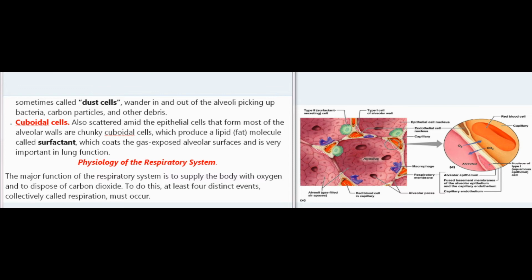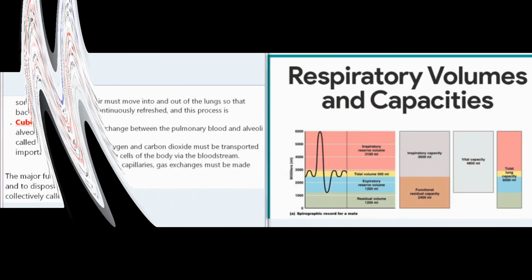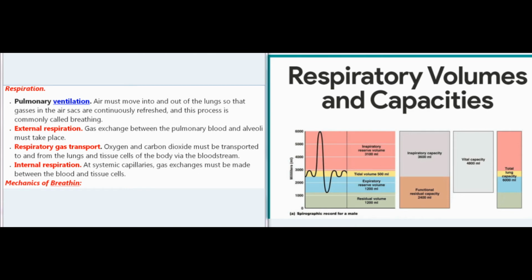Physiology of the respiratory system. The major function of the respiratory system is to supply the body with oxygen and to dispose of carbon dioxide. To do this, at least 4 distinct events, collectively called respiration, must occur. Pulmonary ventilation. Air must move into and out of the lungs so that gases in the air sacs are continuously refreshed, and this process is commonly called breathing.